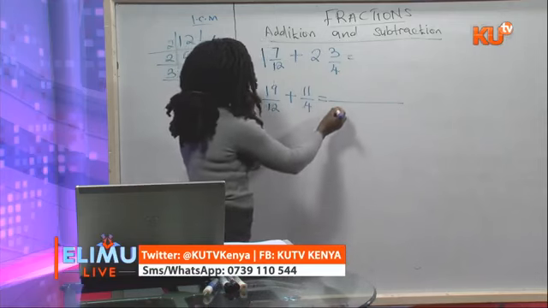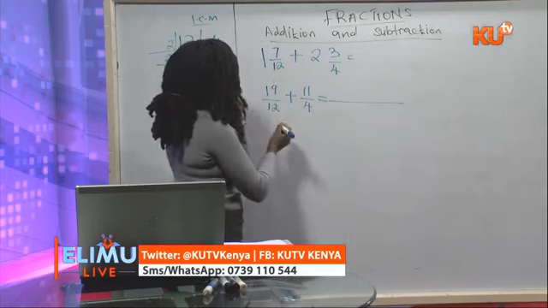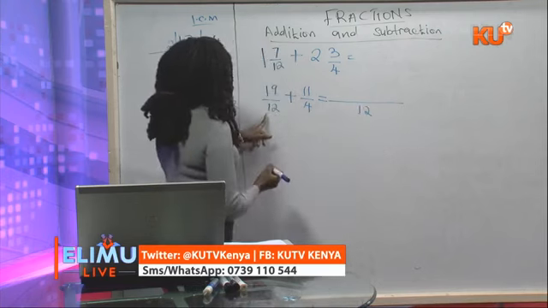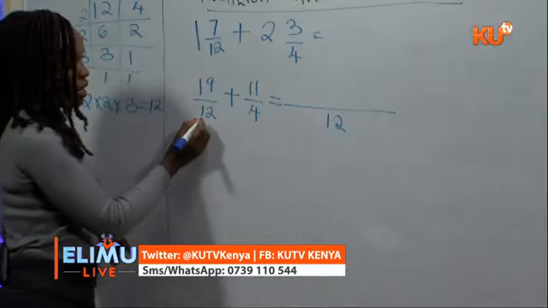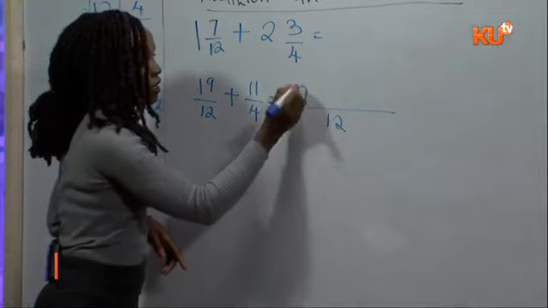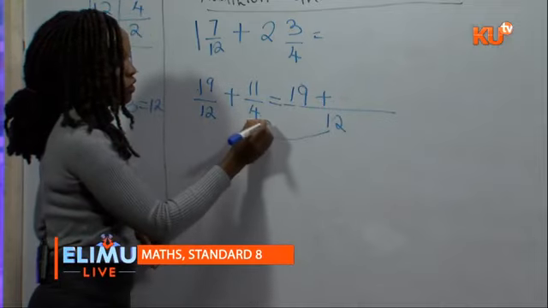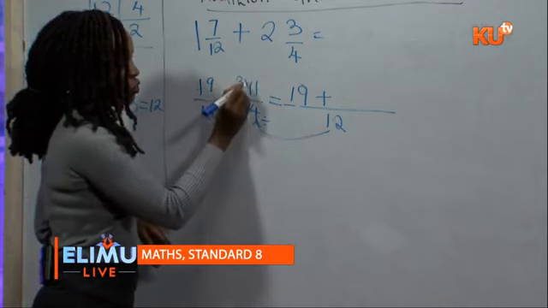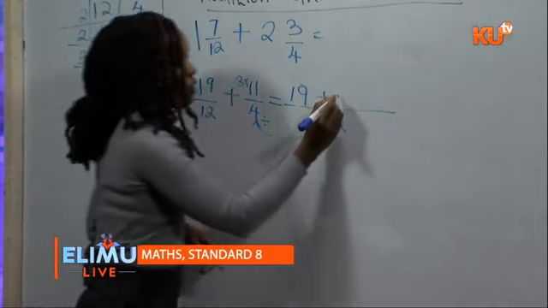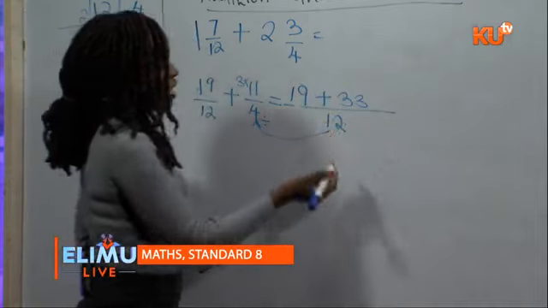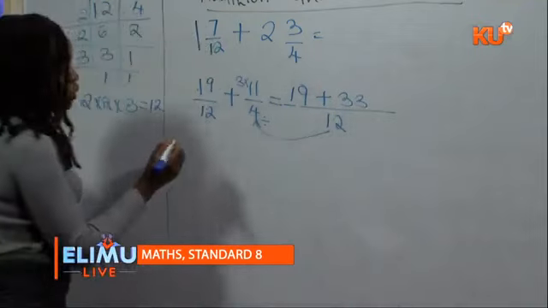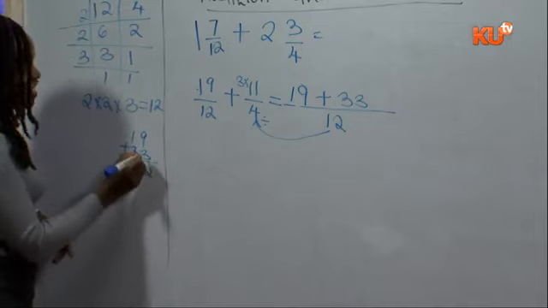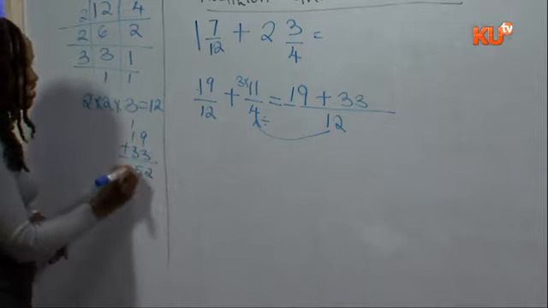So you come and put this sign, and then 12, the LCM of 12 and 4 is 12. So the LCM divided by the denominator, 12 divided by 12 is 1 times 19, we get 19 plus 12 divided by 4 is 3, then the answer that you get, that is 3, you multiply by 11. 3 times 11, we get 33. Then you add the 2, 19 plus 33, 12, carry 1, you get 52.